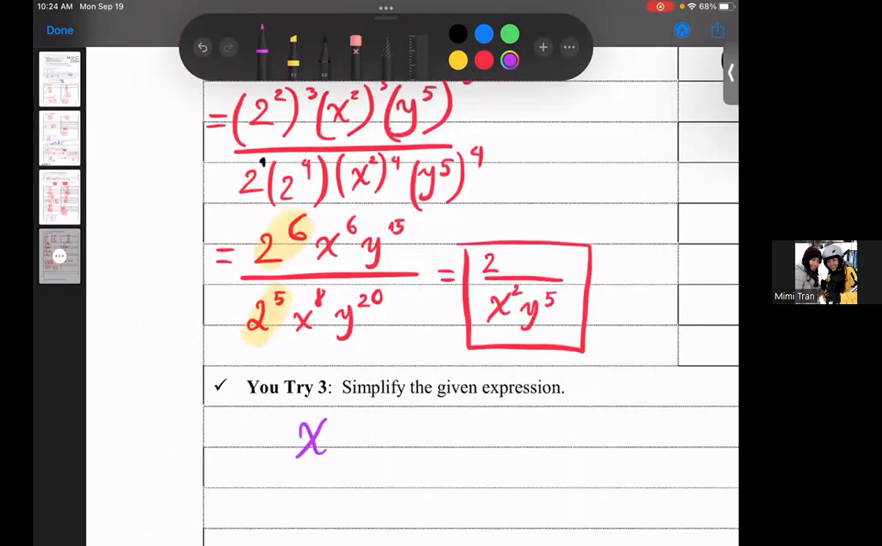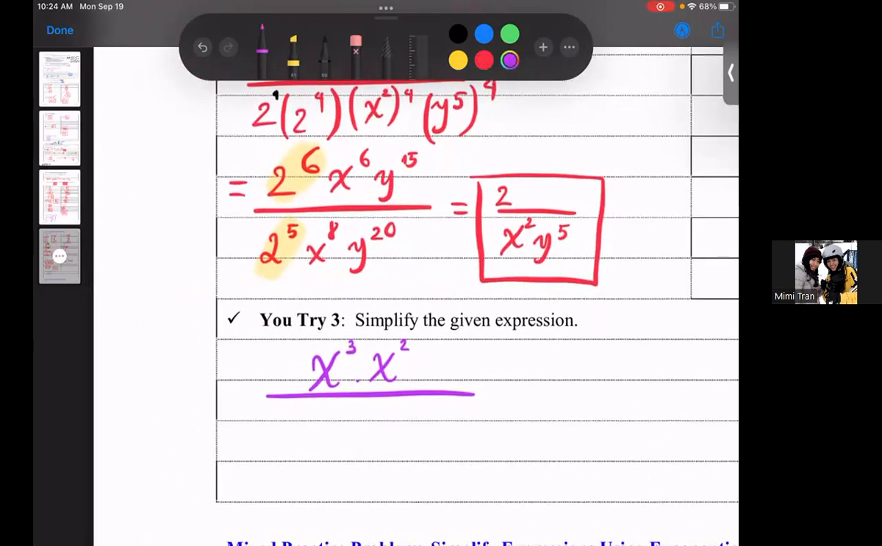x cubed times x squared divided by the quantity of x to the 4 times y to the 5th squared.